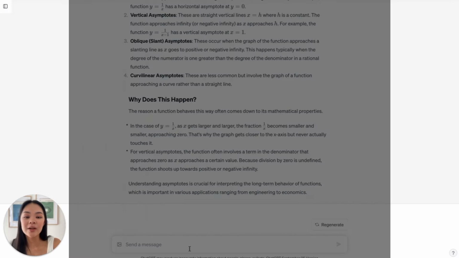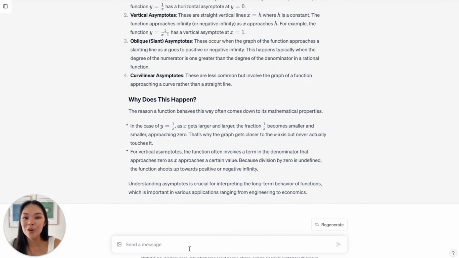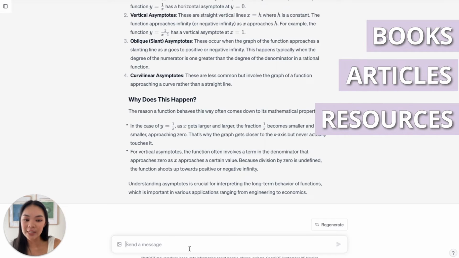Now, another way to use ChatGPT as a tutor is for your professional development. ChatGPT can literally become your virtual librarian, recommending you the best books, articles, and resources to keep you at the forefront of your field.